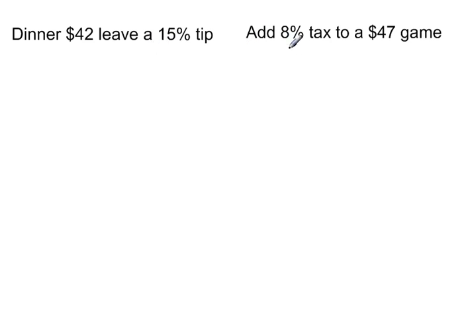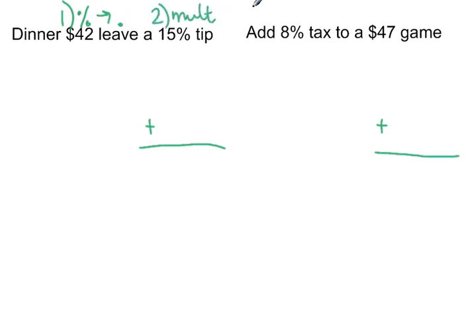Now we have a problem with tax and tip. Well, tip is going to cause something to be more expensive, so I know I'm going to be adding. And tax is going to cause something to be more expensive, so I know I'm going to be adding. But the steps are the same. We're going to change the percent into a decimal. Then we are going to multiply. And in both of these cases, actually, we are adding.